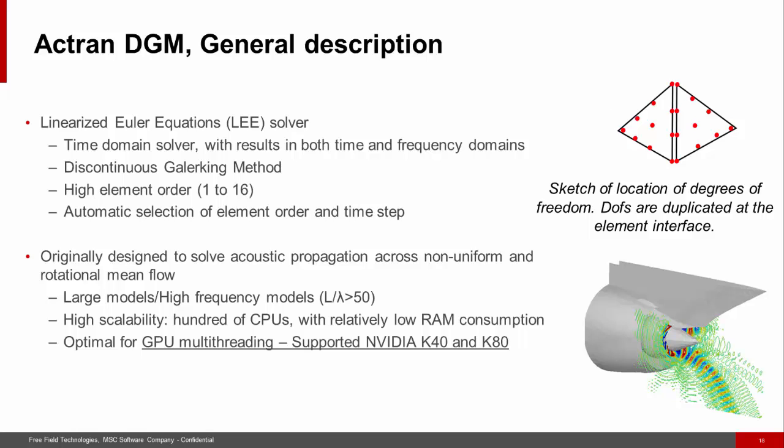Originally, it was designed to solve acoustic propagation across non-uniform and rotational mean flow. Its computational performance is extremely interesting for solving large models and high-frequency models, so with an L over lambda ratio bigger than 50, as this solver is highly scalable. We can use hundreds of CPUs with relatively low RAM consumption. This code is also optimal for GPU multithreading. Indeed, now it supports the NVIDIA K40 and K80 GPU cards.